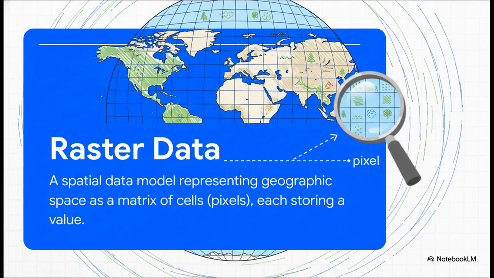Just imagine we could lay this giant sheet of digital graph paper over the entire Earth. Every single little square on that paper is a cell, or what we call a pixel. And here's the key. Inside each one of those pixels is a number, just a single number that tells us something about that exact spot on the ground.